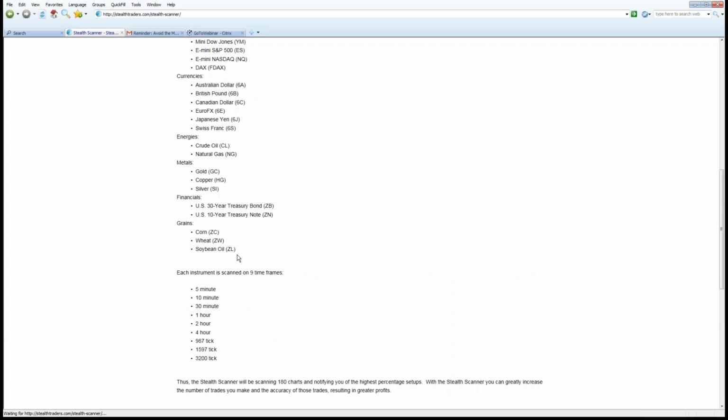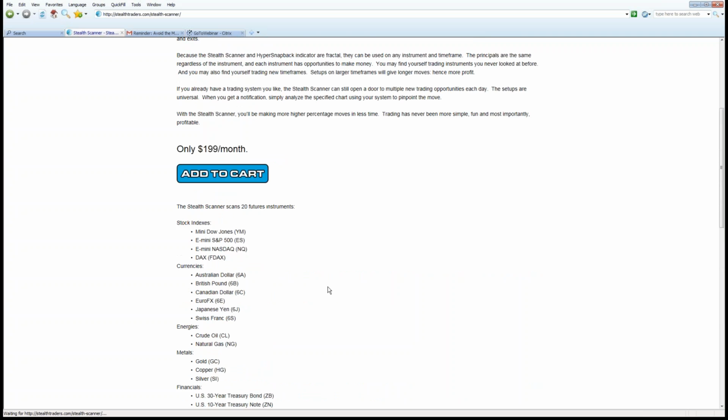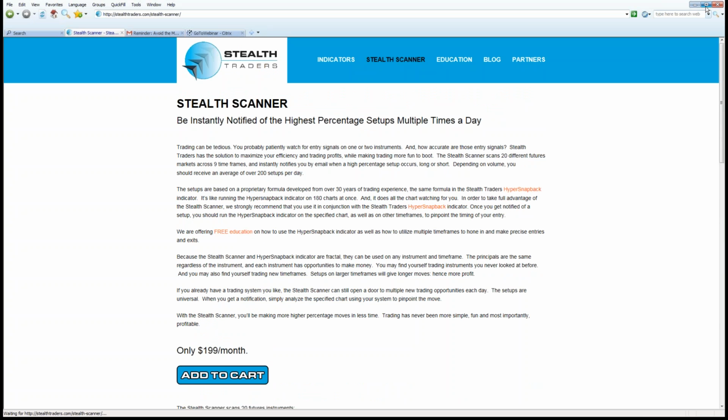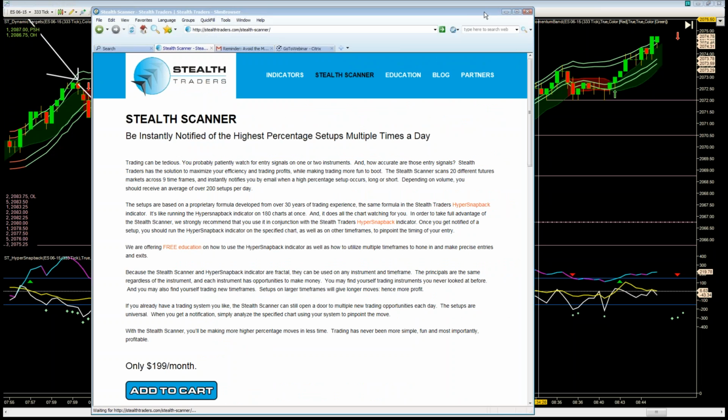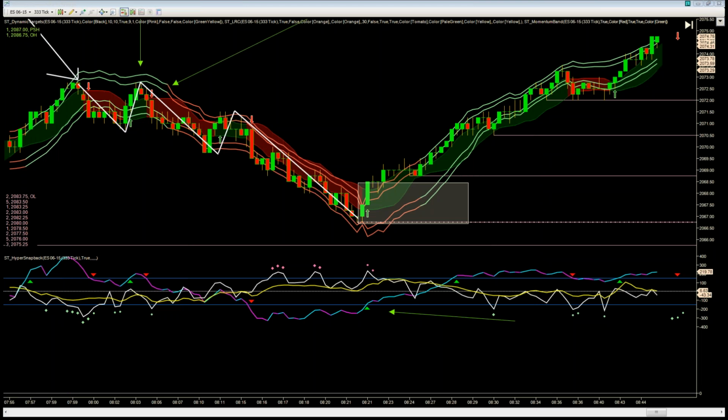Matt, did you want to add anything? No, well, we have the list here that you can see of all the different futures instruments that the Stealth Scanner scans. That's right here. These are the ones you're talking about. Right. Okay, so if you have those all set up, what the Stealth Scanner does, and I don't trade without it. I mean, you'd be ridiculous to not have the Stealth Scanner.